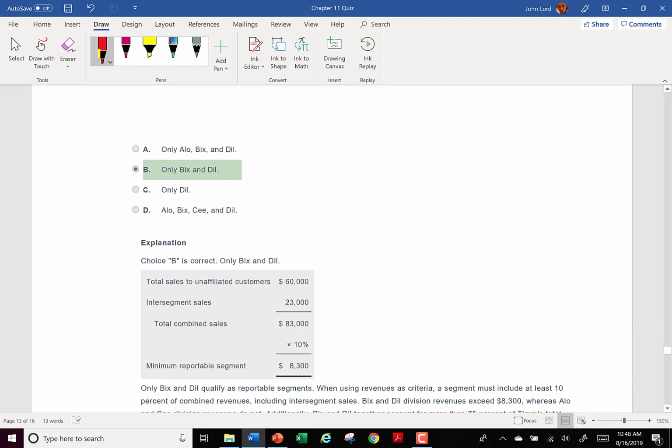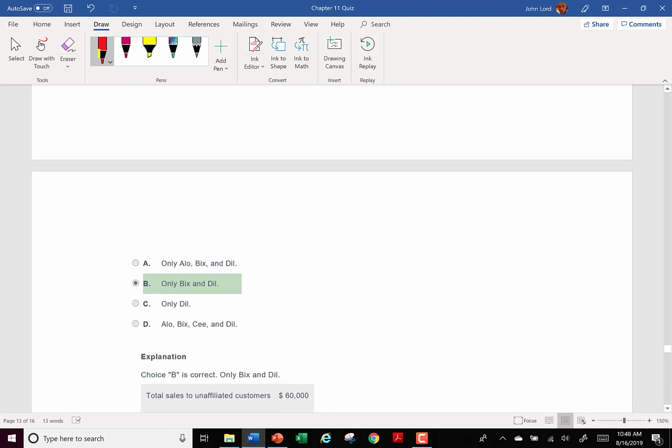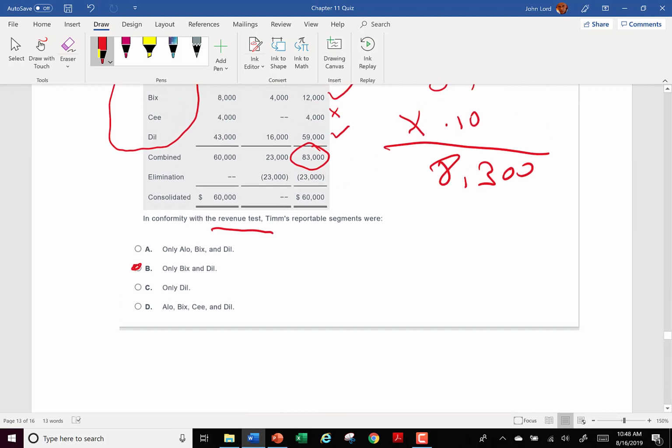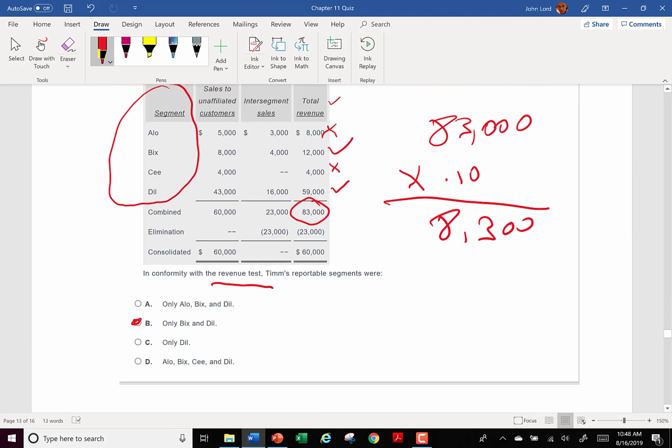Now, we still are required to do that 75% sufficiency test. I mean, we know we got this question right, but let's just see how we would apply that 75% test. So now we look at the consolidated sales to unaffiliated customers.